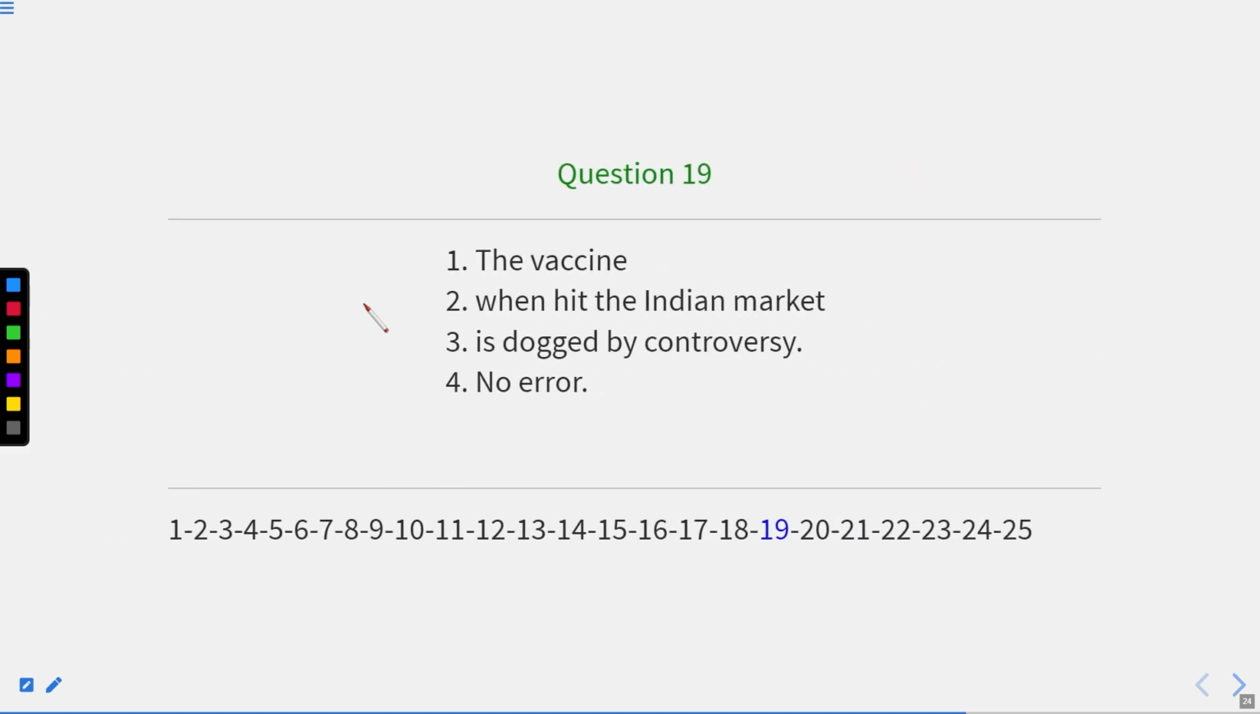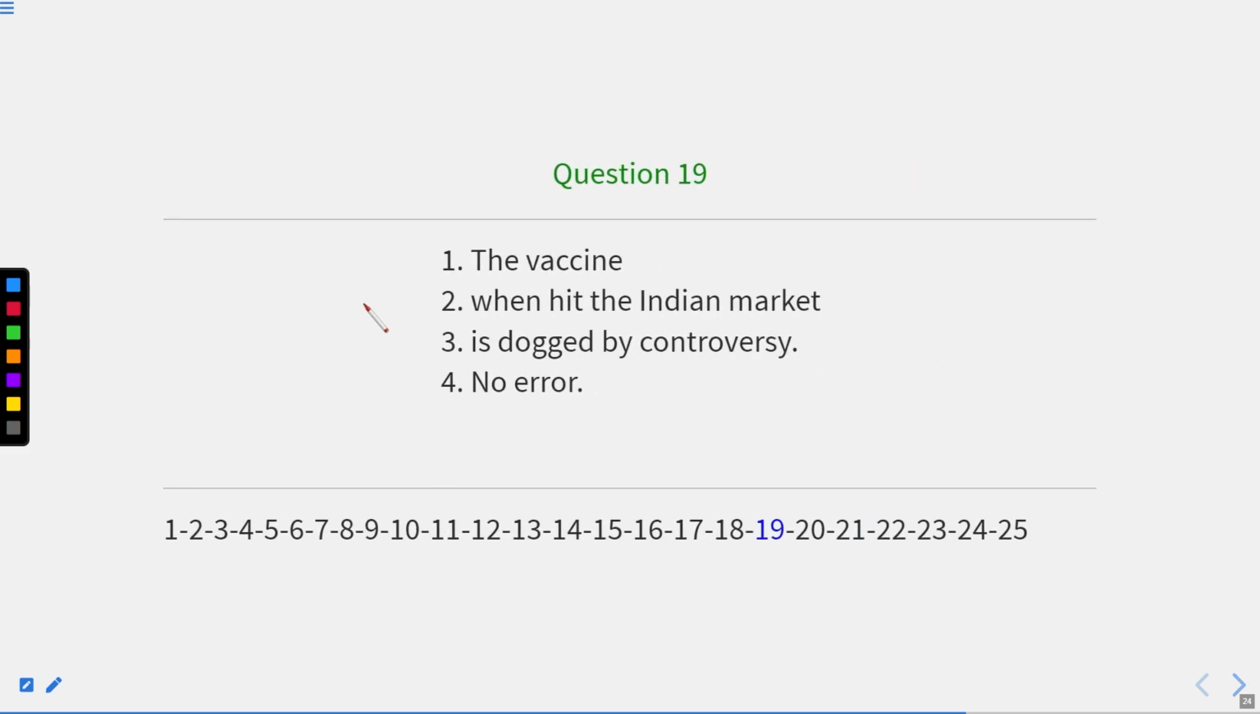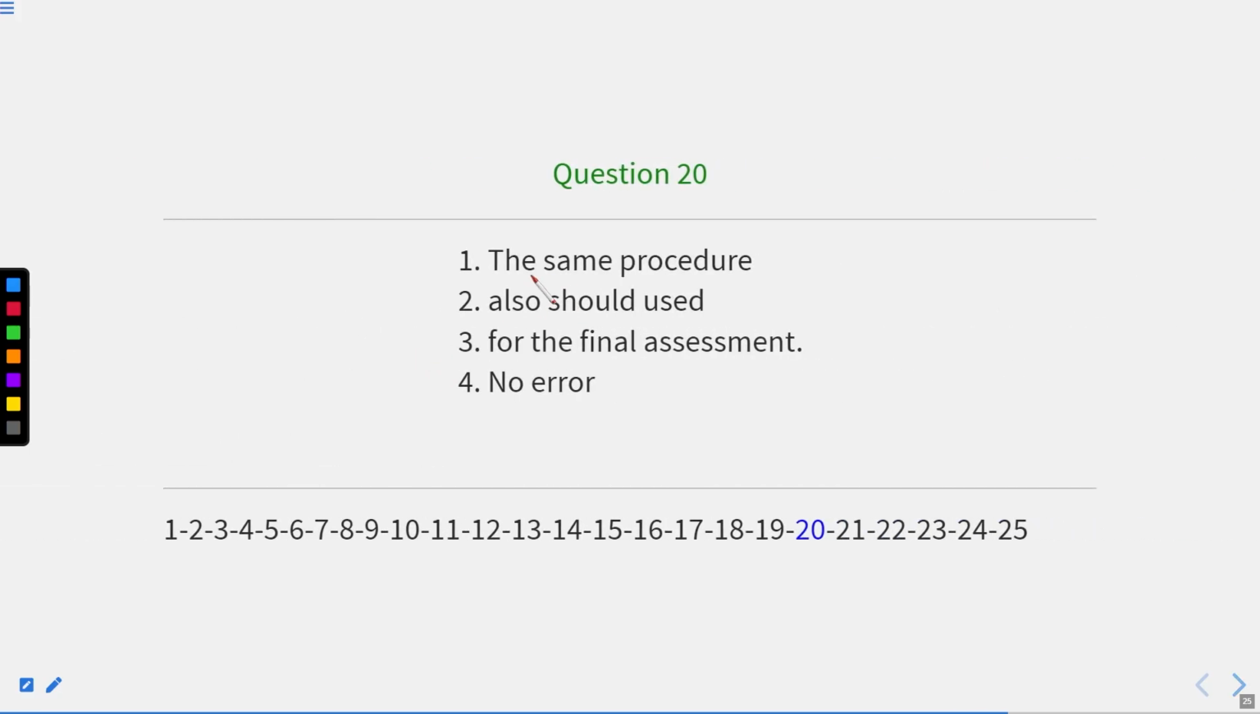Now let us move to the next one. The vaccine when hit the Indian market is dodged by controversy. Now we are talking about past tense, so this is should be replaced by was. So here answer will be third. Now let us move to the next one. This is question number 20. The same procedure also should used.